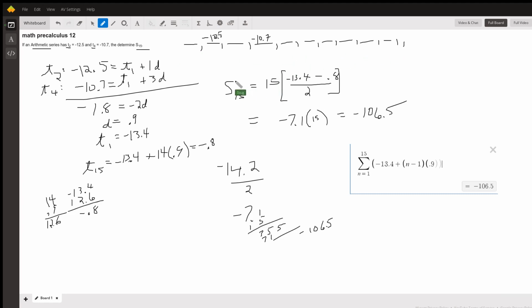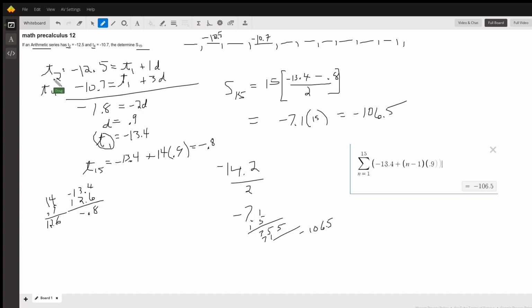So the formula that we want to use, well, there's several of them. First of all, we want to find out what the common difference is between each term, and then find out what the first term is, because the formula for the sum of an arithmetic series is the number of terms, 15, times the average of the first term and the last term. So basically, we want to find the first term and then the 15th term.